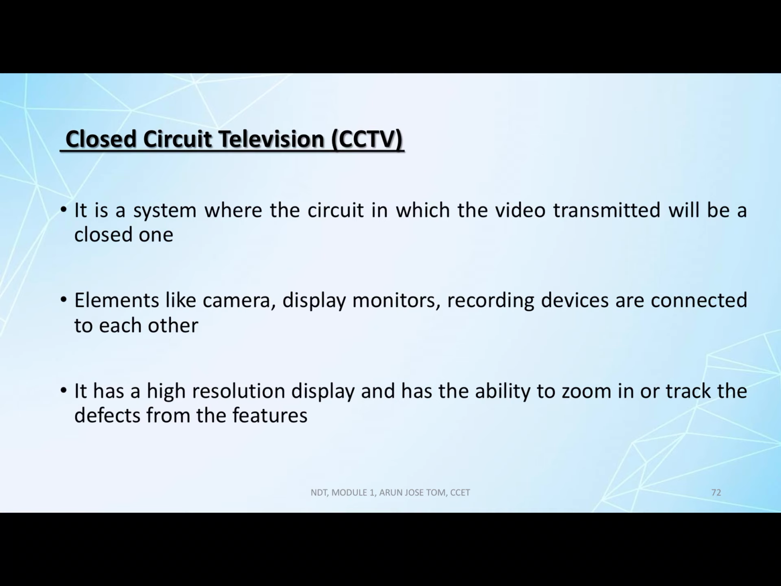Then CCTV, closed circuit television. It is a system where the circuit in which video is transmitted is a closed one. Elements like camera, display monitor and recording devices are connected to each other. With the help of CCTV, we study the object and observe a particular area.